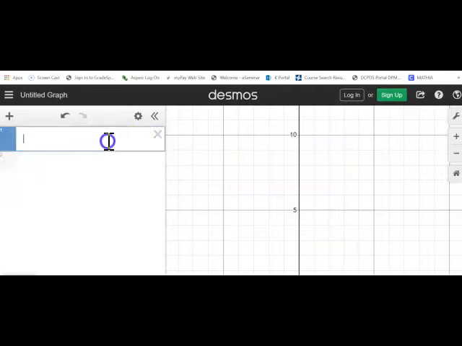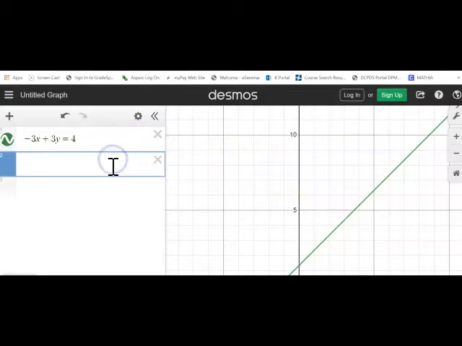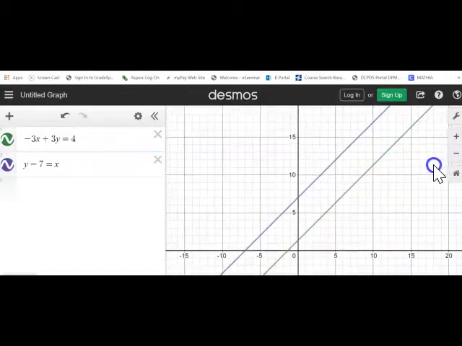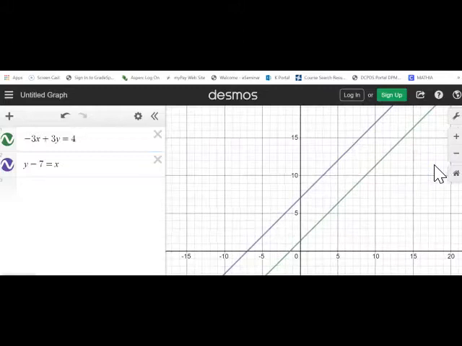Let's go ahead and just put this on decimals.com. The first equation was what? Negative 3x plus 3y equals negative 4. Okay, so these are all lines, and we can probably zoom in a little bit later. And the second equation was y minus 7 equals x. Oh, kabam. What are these lines? Parallel.